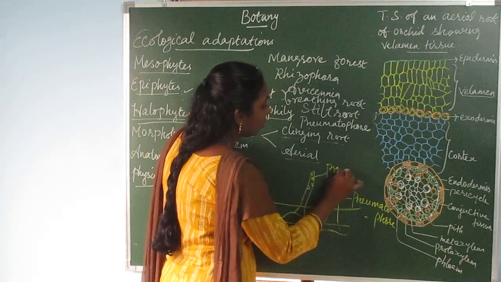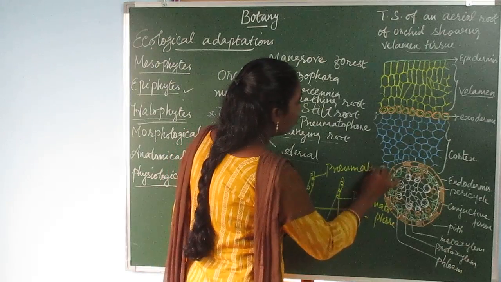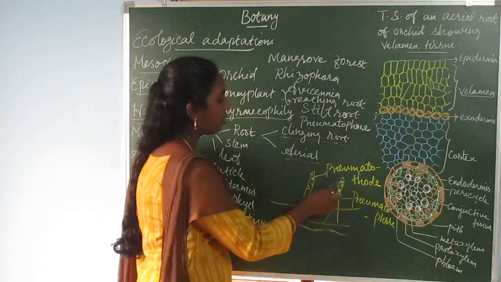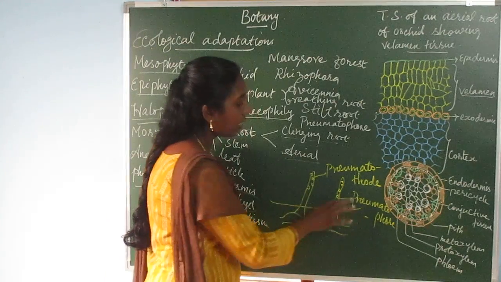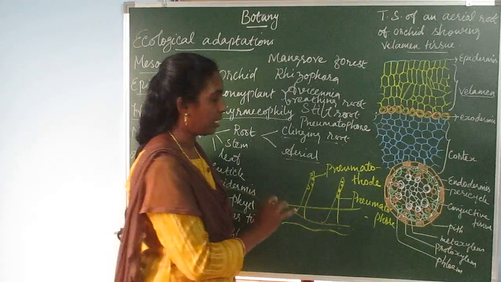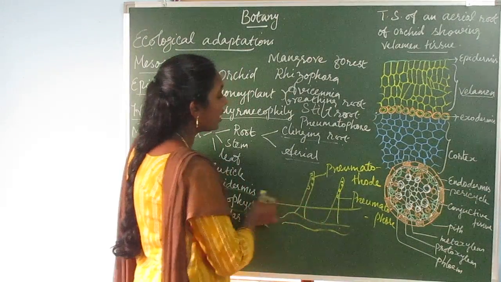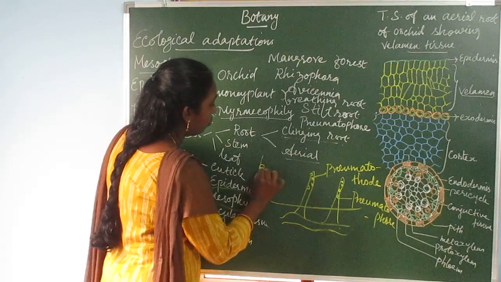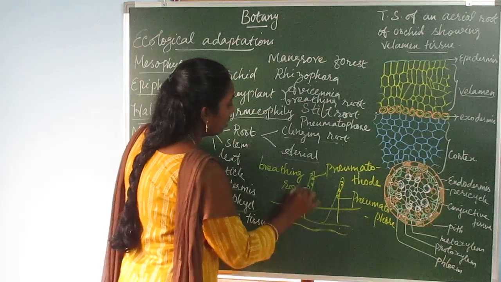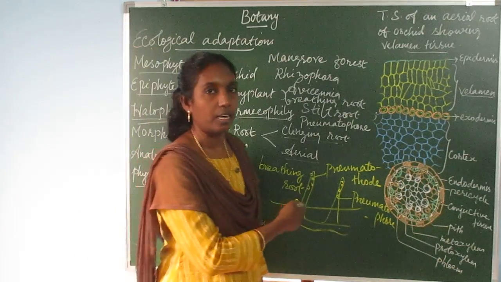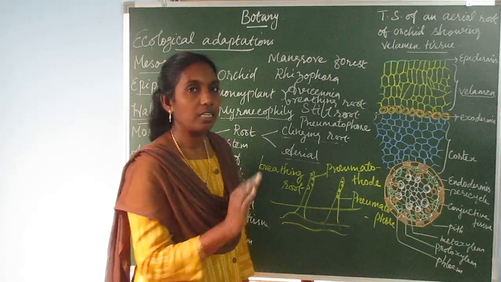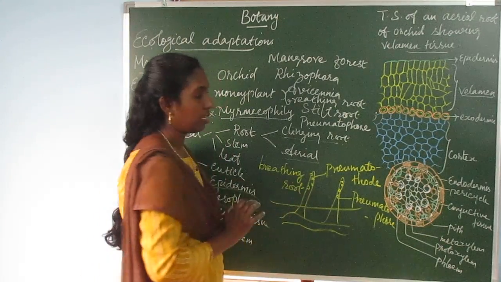They possess pneumatodes. These pneumatodes present in the pneumatophore are the pores observed in them. These roots are called breathing roots. This is a special feature that occurs in halophytes. One of the special features in halophytes is the breathing root.